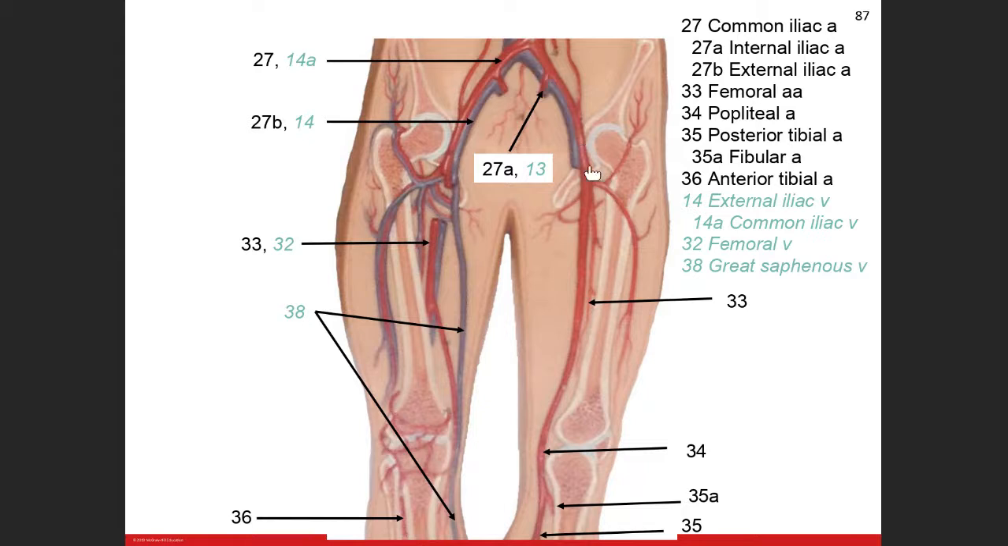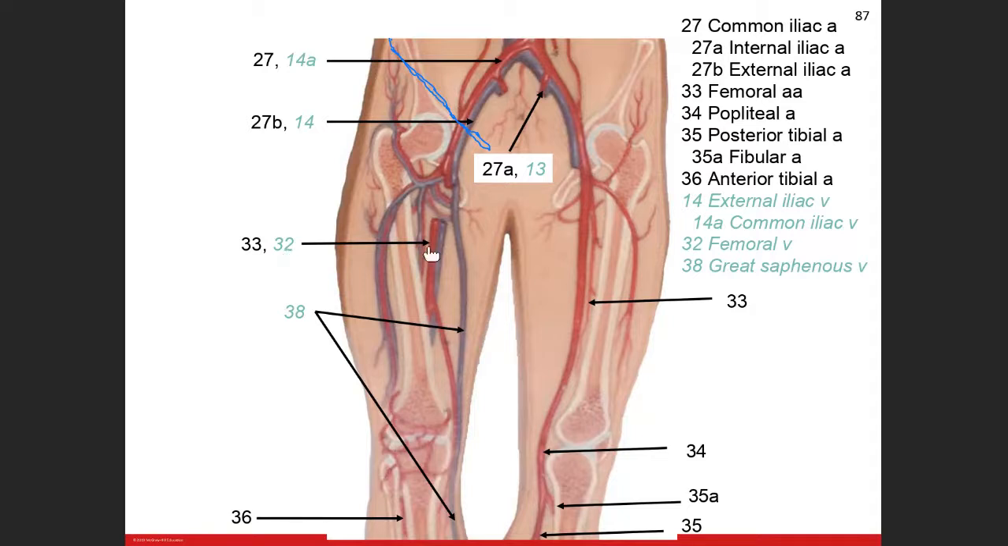Then where it continues here, you can see 27B and 14 is going to be the right external iliac artery and vein. You can't really see it, but the inguinal ligament pretty much goes right here. So when it emerges out, like you can see here for 33, we're down pretty far, into the thigh. You can tell you're nicely down in the thigh here.